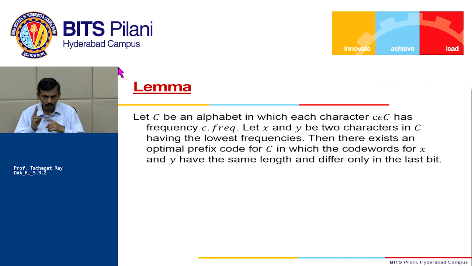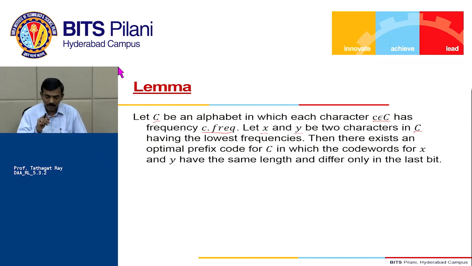Recall, there are two ingredients you always need to look into: the greedy choice property and the optimal substructure property. So first we will prove the greedy choice property. Let C be an alphabet in which each character c belonging to C has frequency c.frequency. These are just notations. We are saying that I'm picking up a character from my alphabet C with this frequency. Let X and Y be two characters in C having the lowest frequencies. So X is the least frequent one, Y is the second least frequent one.